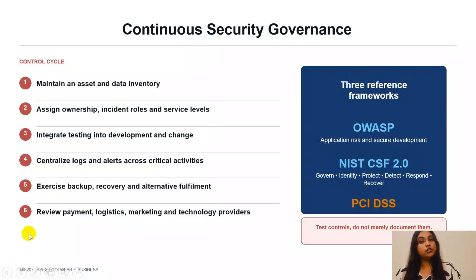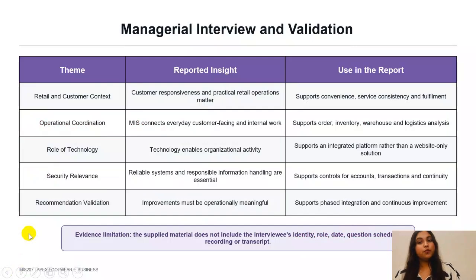Our project also included managerial consultation as a form of contextual validation. The reported insights highlighted several themes. First, customer responsiveness and practical retail operations are important. Second, MIS connects customer-facing activities with internal operations. Third, technology enables organizational activity, meaning Apex should be viewed as more than a website. Fourth, security and responsible information handling are important. And finally, improvements should be operationally meaningful.